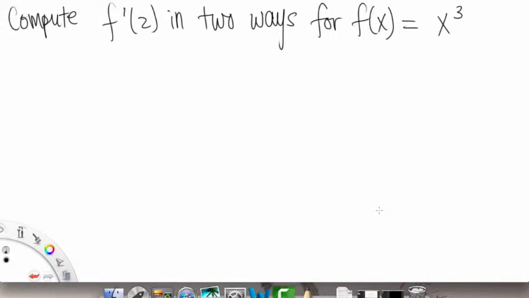Alright, so for this problem we're going to compute f prime of 2, so the first derivative of f evaluated at 2, in two ways for f of x is equal to x to the third. Okay, so what are these two ways?